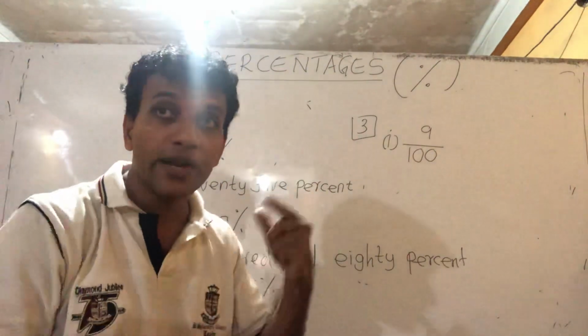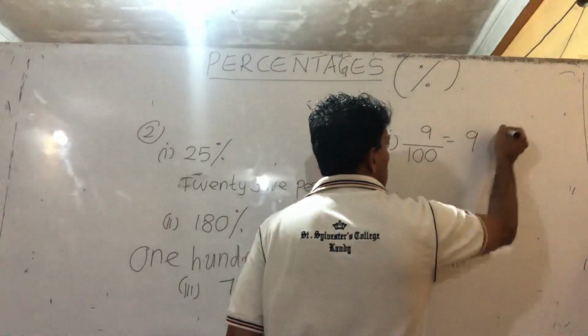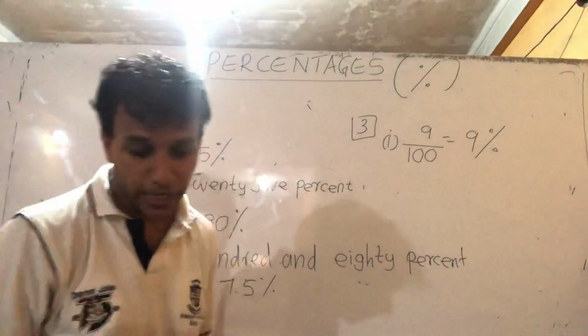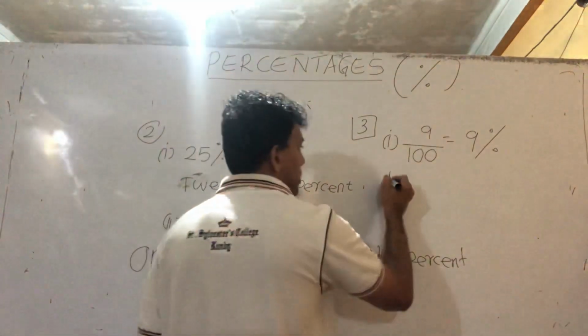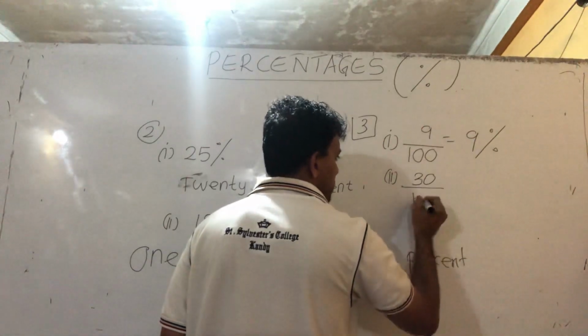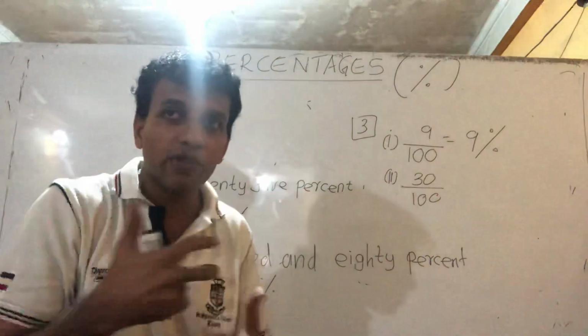Out of 100, 9. So how is that? 9, write this symbol. 9%. Okay. Next one. My dear students, you can try now. I hope you understood my method clearly. Follow me how I'm explaining this simple method. I'm showing the simple word form.